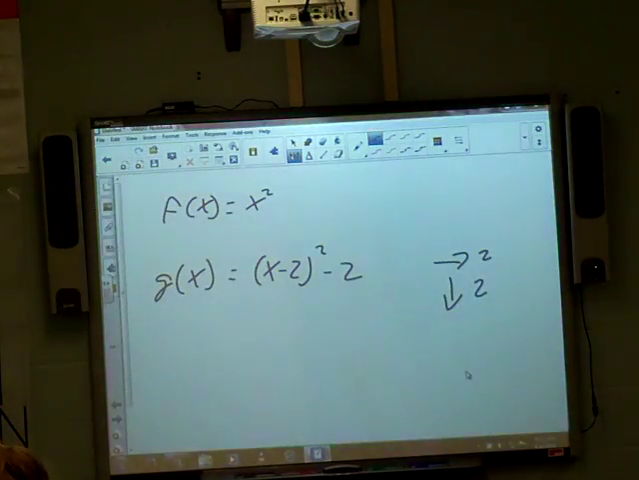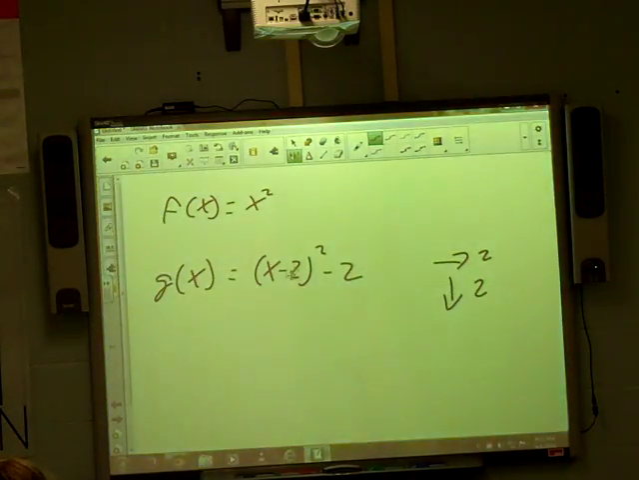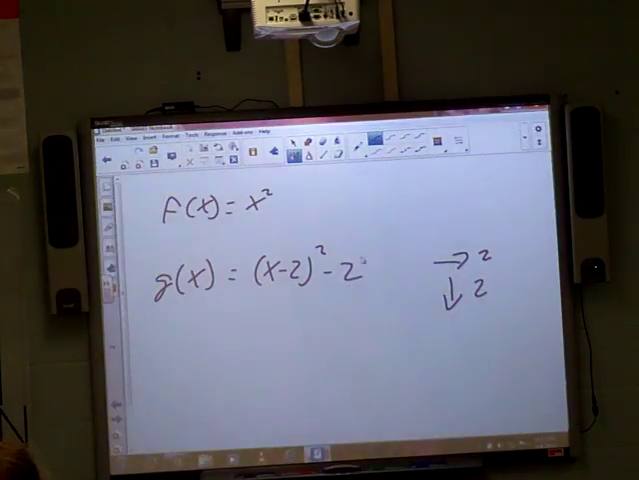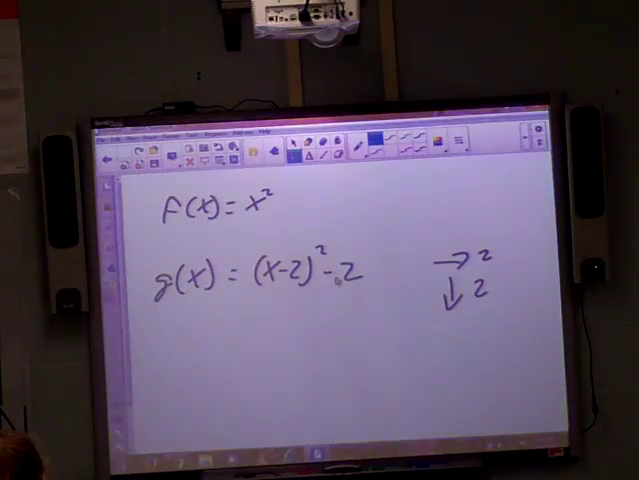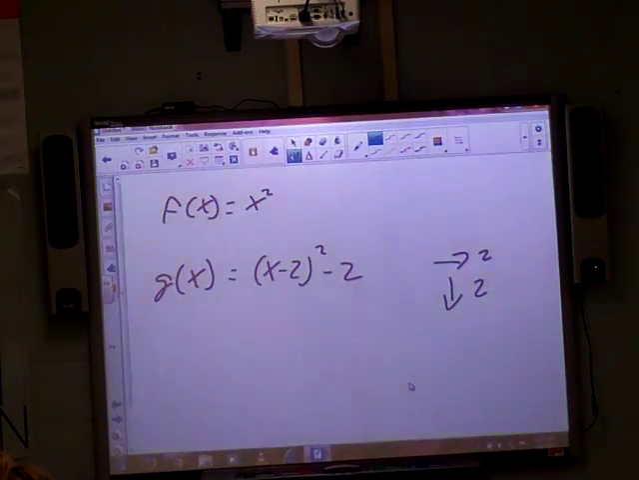Y'all agree or disagree? Agree. Okay. Inside is a minus 2, so the opposite of that would be right 2. Stuck out on the end, the up and down is the right sign. It gets what it says. Minus 2 means down 2. Everybody okay on that? It's not too hard, is it? One more of those.